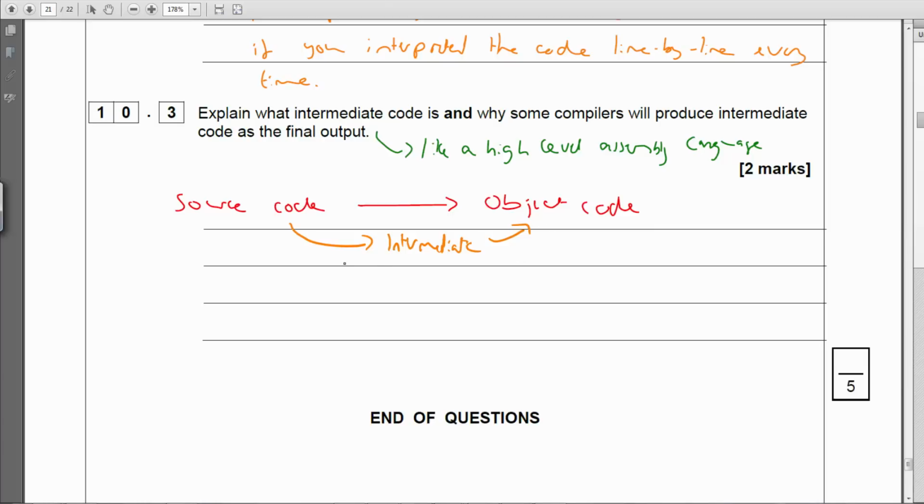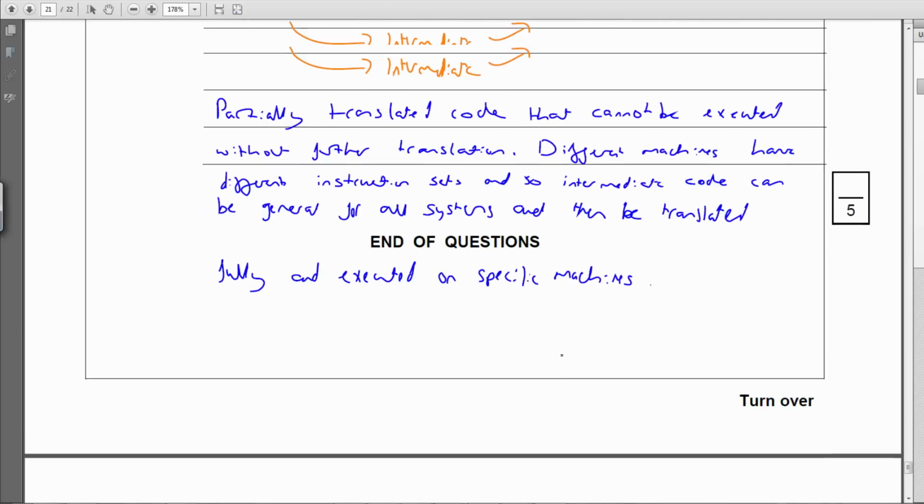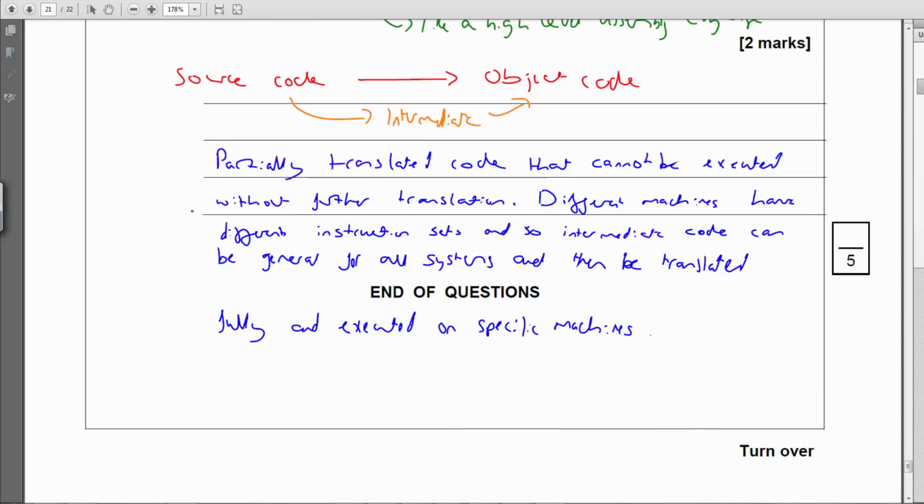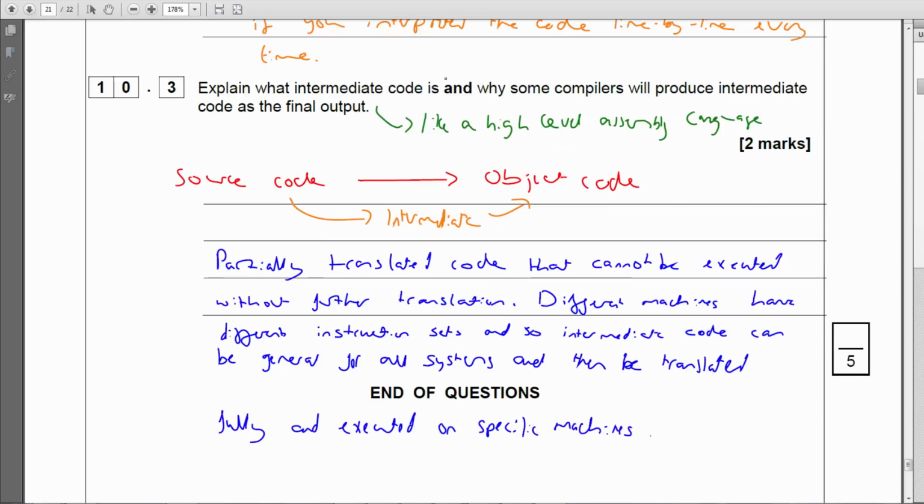So let me think about that and actually write it in a coherent answer. Hopefully I've written that better than I just explained it. I've defined intermediate code as partially translated code that cannot be executed without further translation, and we've got to do both bits of the question.